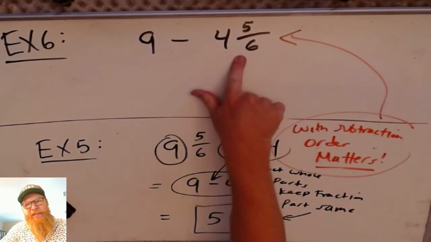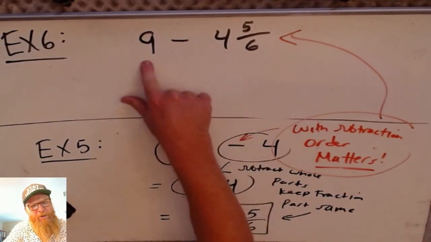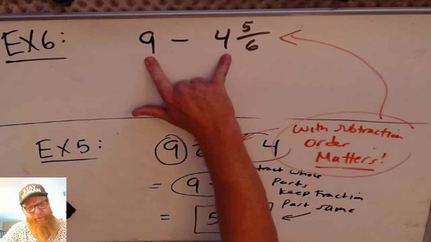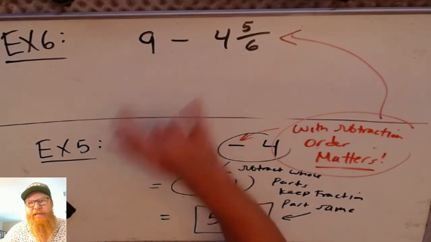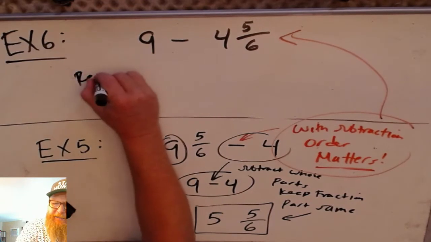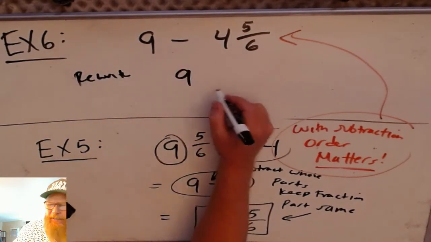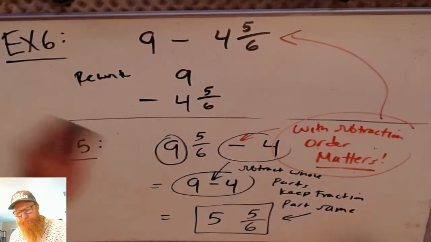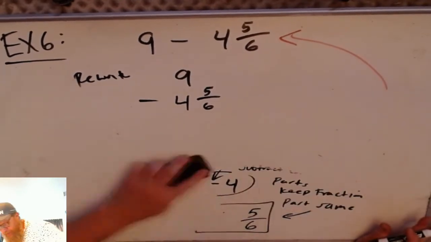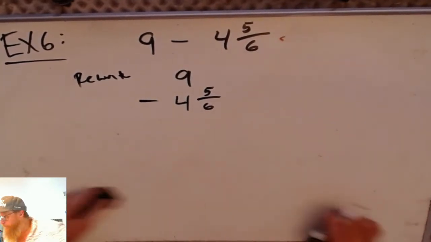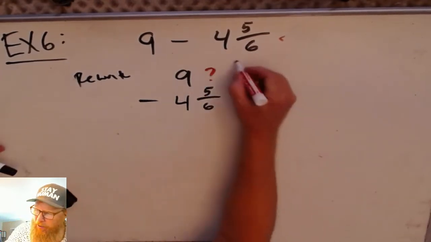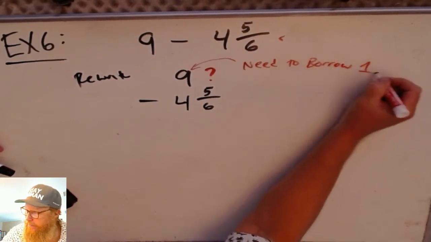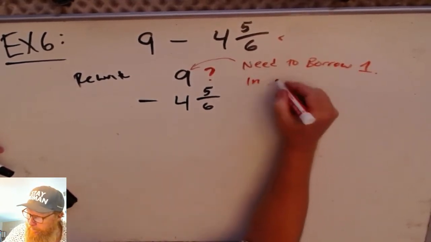If you are subtracting a fraction from a whole, you cannot just subtract the whole parts anymore. You can't do that. What you need to do is rewrite it: 9 minus 4 5/6. And we sometimes refer to this as borrowing. You need to borrow from the 9 in a special form.